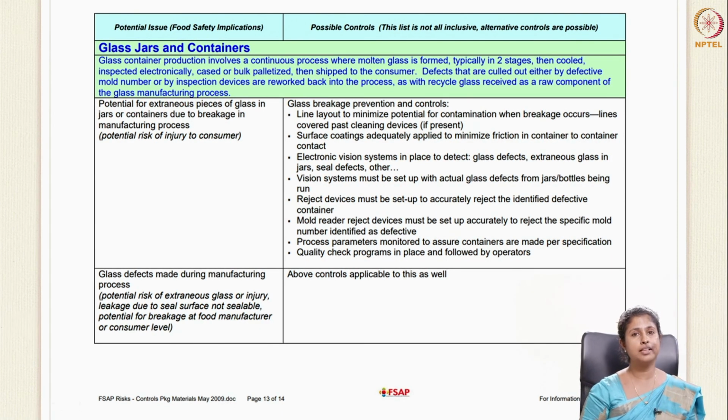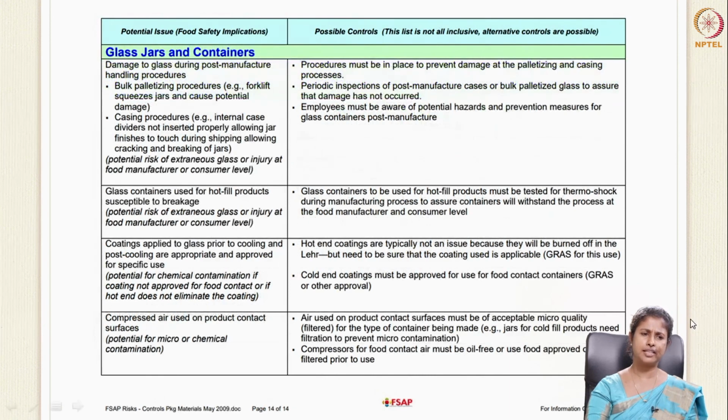One of the big problems in glass jars, glass is one of the most inert packaging materials that is used in the industry. Breakage and chipping is one of the problems that is there. So naturally, extraneous pieces of glass from the package into the product is one of the hazards that you can expect in the case of glass containers. Glass defects can happen during your manufacturing process itself. What do we do for that? You need to have a system which analyzes it, quality assurance in the line itself, see that you reject defective materials and they are not packed. Such kind of quality check programs can help a lot to prevent such hazards.